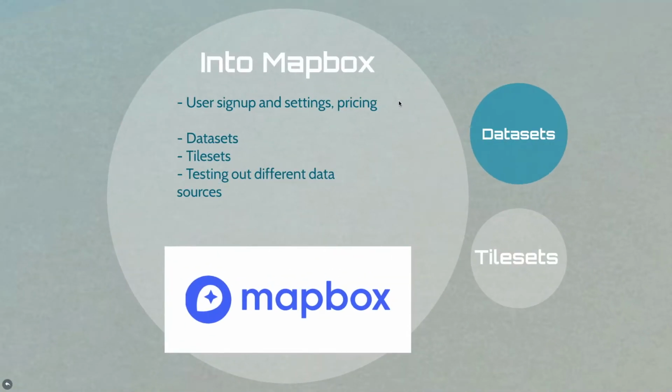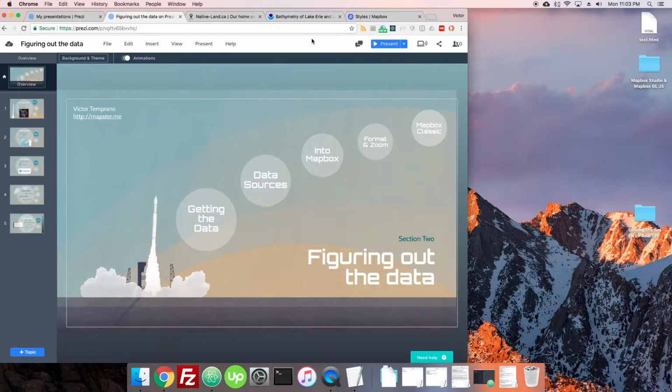So let's see, what are we looking at? We're going to look a little bit at their pricing, just because that's really important for you to know, and you can go through the user sign up, and we'll just briefly look at settings, but it's mostly your standard kind of stuff, but there's a few things in there you may want to know if you're a total beginner to Mapbox. So we're going to talk about what data sets are, what tile sets are, and then we're going to try out different data sources. Data sets and tile sets are quite confusing when you first encounter them. It seems just like jargon, and it is, but there is a difference, and we will go over that. So why don't we just head out and get into Mapbox.